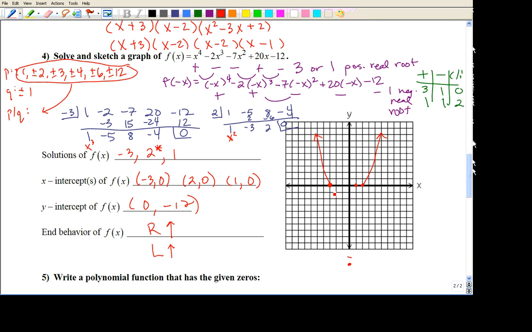So I'll go through these points. I go through the 1, but then whenever I turn back around, you'll see that that arrow is already there for the 2, and it's good because whenever it got back to the 2, it bounced back off of it and went up since it had an even multiplicity. And there's our graph.